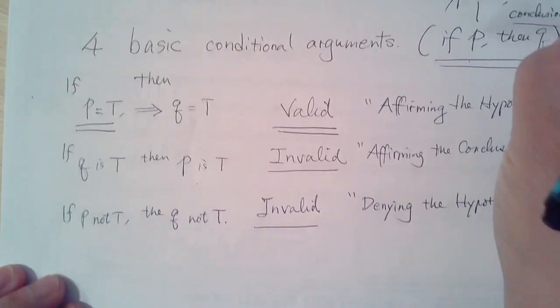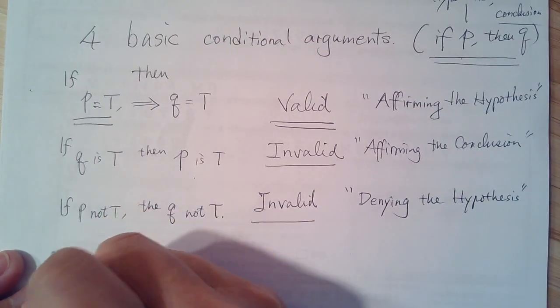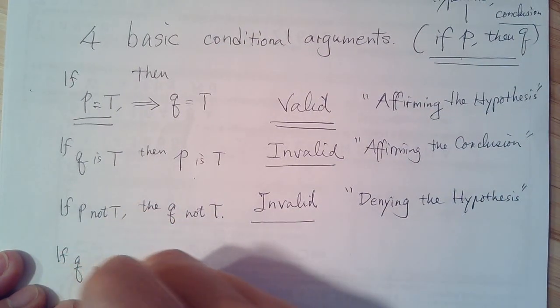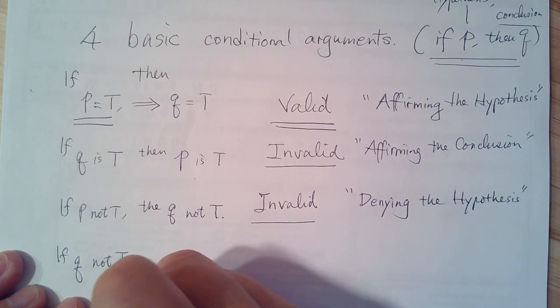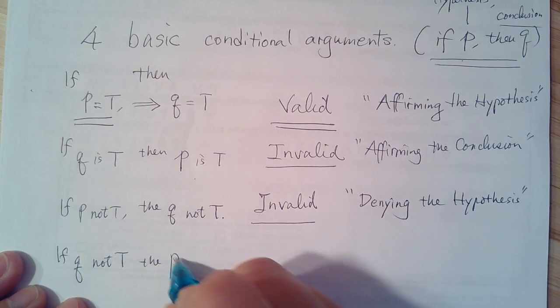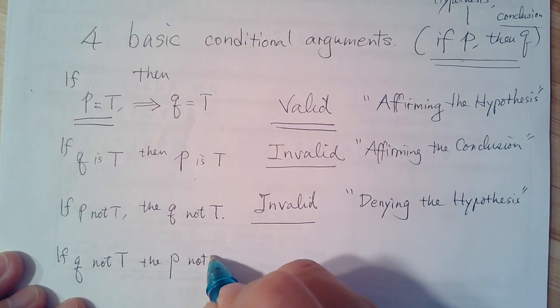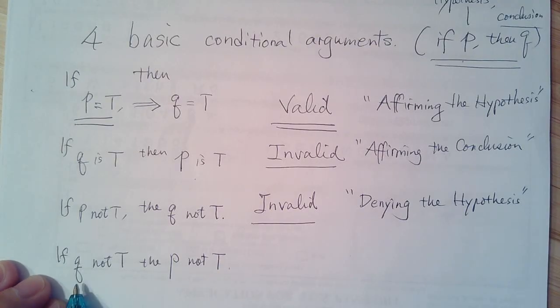Okay, now the last one. Okay, so 4 basic ones. The last one. If Q not true, then P not true. Okay, so this is very tricky. If someone doesn't like windy days, then he or she does not live in Chicago.